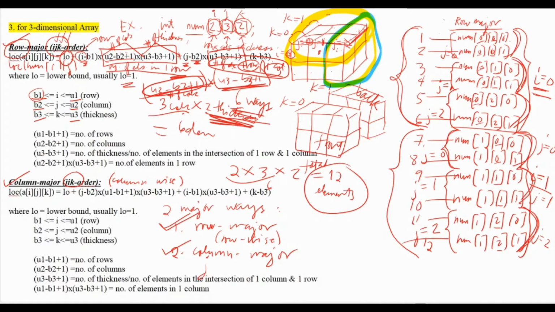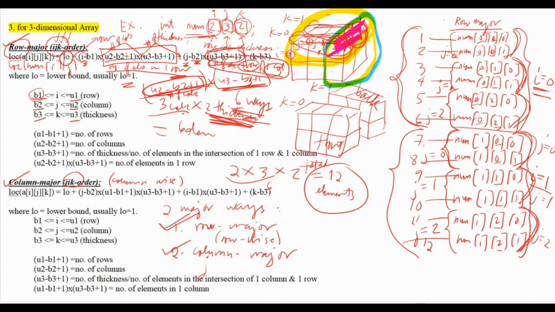Where do they intersect? Their intersection is this one, right? That's the intersection. How many elements are there in the intersection? There are two, right? This is the first element and the second element in the intersection of one row and one column. So the answer here for this given example is 2. But what is 2? In general, what does it represent? It simply represents the thickness, right? This is thickness 1 and thickness 2.